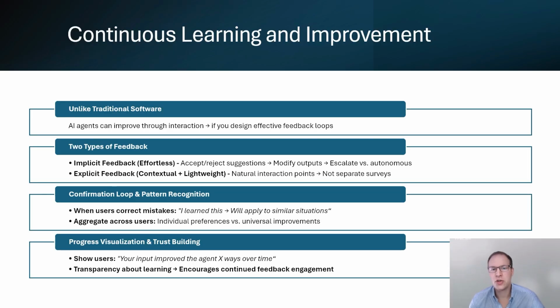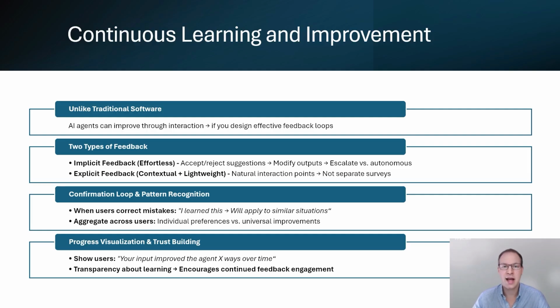Let's look at how the agent continuously learns and improves. Unlike traditional software that remains static after deployment, AI agents have the potential to improve through interaction. But only if you actually design effective feedback loops that capture the learning opportunities and translate them into improved performance. Architecting a feedback loop isn't just about collecting user ratings. It's about creating a system that can identify improvement opportunities, capture the corrective input, validate the changes, and demonstrate the progress to the user. You can capture implicit feedback that comes from user actions: accepting or rejecting agent suggestions, modifying agent outputs, or choosing to escalate versus allowing autonomous operation. These signals provide valuable training data and don't require explicit user effort.